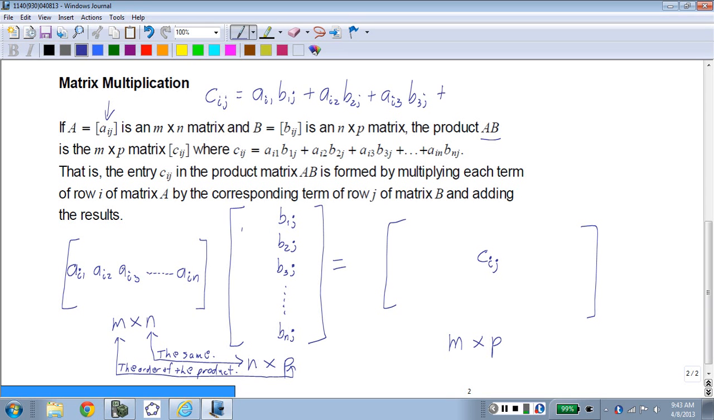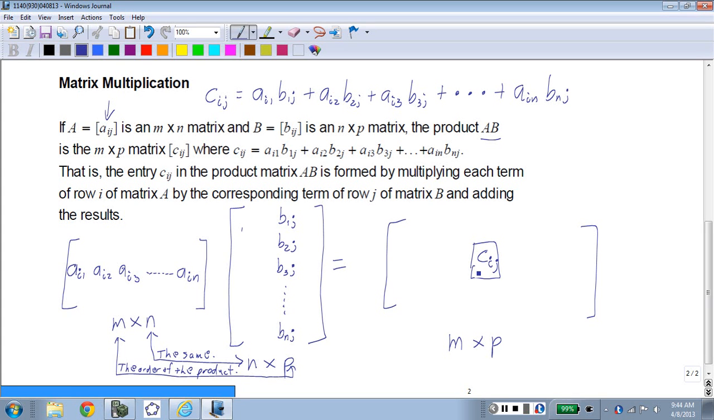And keep doing that all the way across the row and simultaneously all the way down the column until we get to the last one, A sub in multiplied by B sub nj, and then we add up all those products. We add them up, we get a single number, and we put that number right there. And that's the entry in row i, column j.